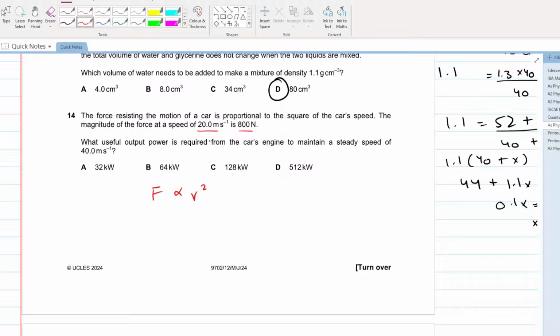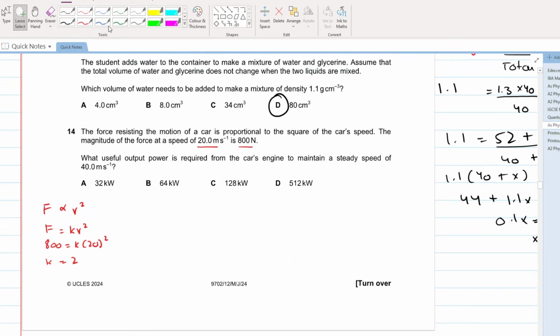So if you have a speed of 20, your force is 800. Perfect. So what can you do here? Force is equal to kv squared. Force is 800. Okay, k is unknown. Velocity is 20 squared. K comes out to be 2. Simple. Now, if k is 2, can you apply this to this 40 m/s?